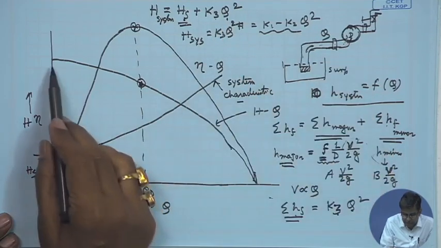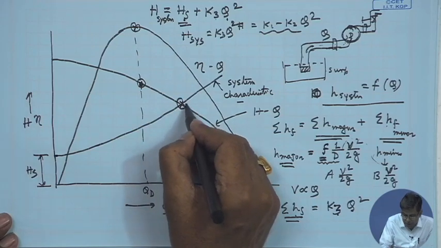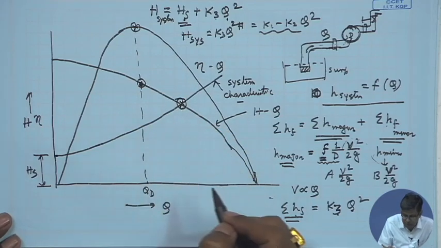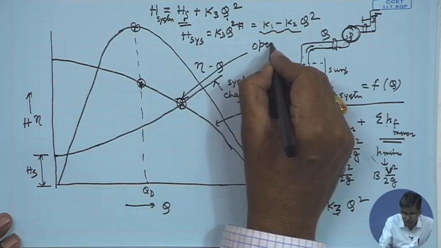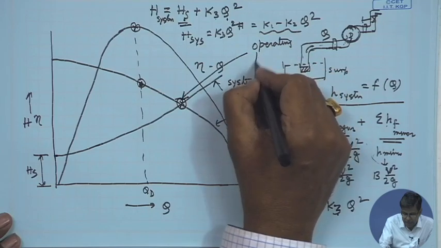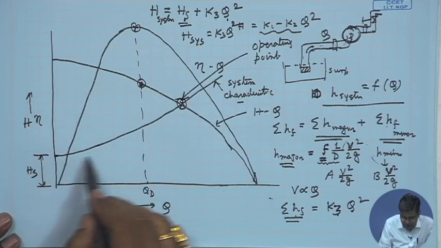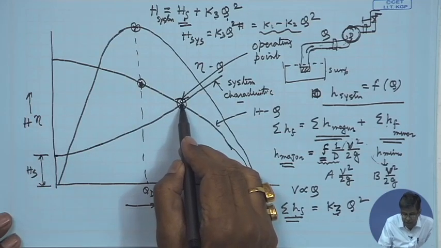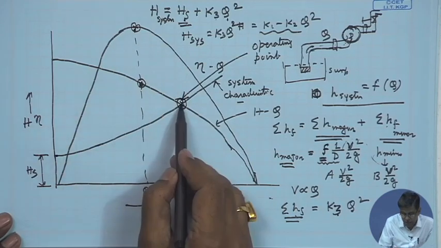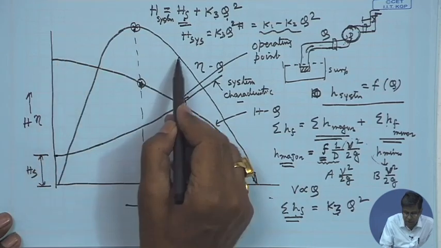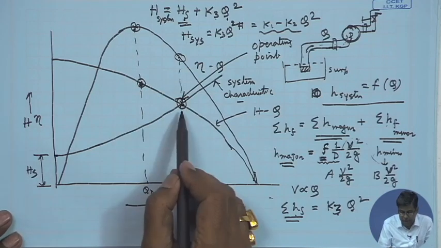Again, for the pump, the HQ relationship has to be satisfied according to this curve. So, the operating point will be the intersection between these two. That means this is the operating point. One thing is clear, that the operating point is the intersection between the pump characteristics and the system characteristics, and this point is not at the maximum efficiency point, because there the efficiency is lower than the maximum.